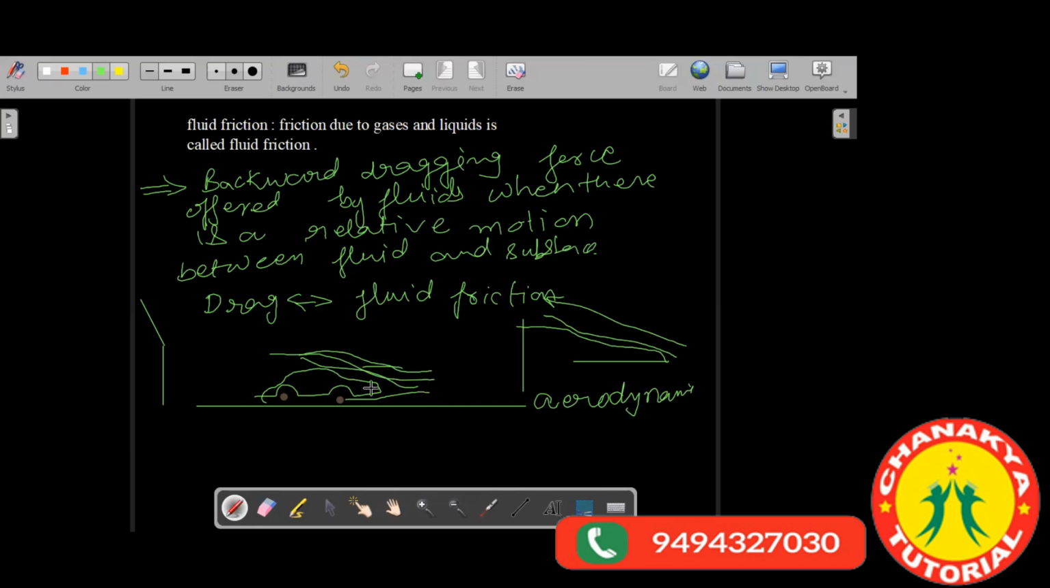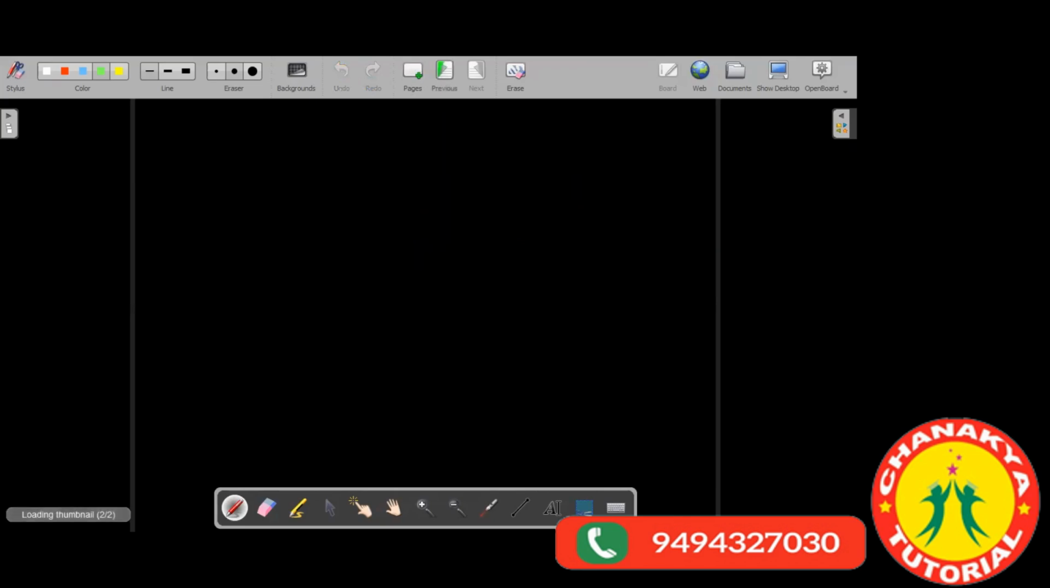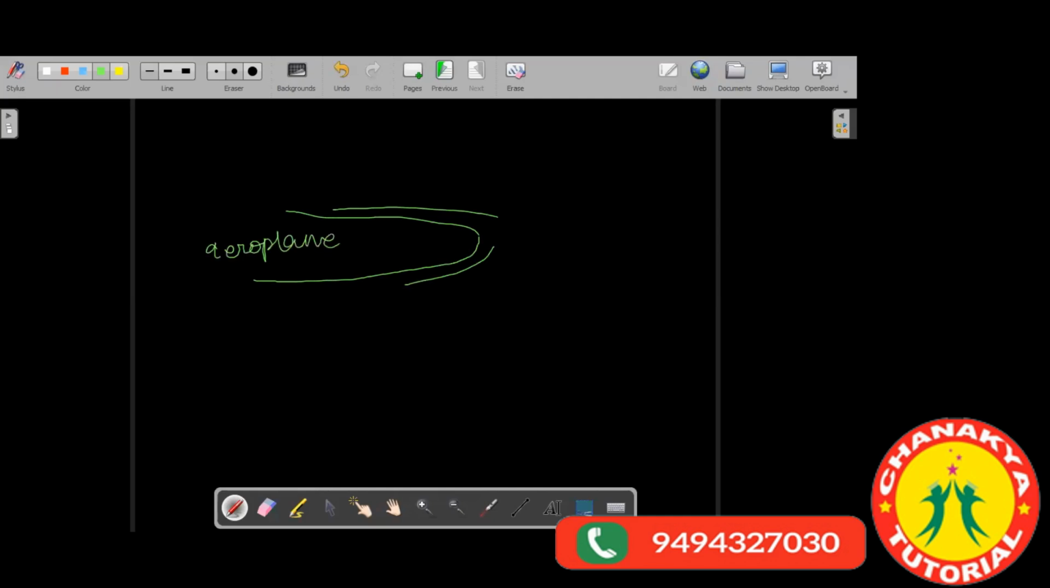So all the aeroplanes, submarines, they also follow the same shape. The shape of the aeroplane also has an aerodynamic shape, something like this, so that it is able to cut through the air. Similarly, similar is the shape for submarines. They are designed in such a shape so that there is very little resistance from air and water.